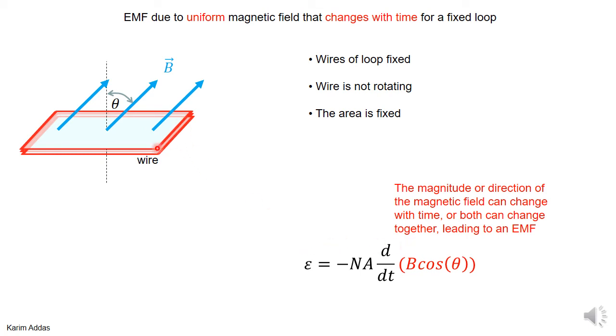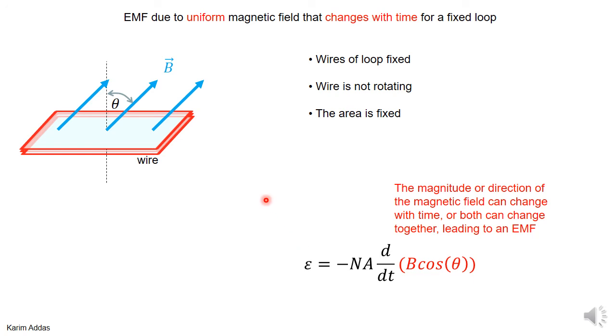and that means you can get an EMF in a loop of wire that's fixed if the magnitude of the magnetic field changes with time, or if the magnetic field vector rotates with time. For instance, the magnetic field vector itself could rotate, and due to the rotation of the magnetic field, or any change in the orientation of the magnetic field with respect to the loop, will change the angle theta, and then you can get an EMF.